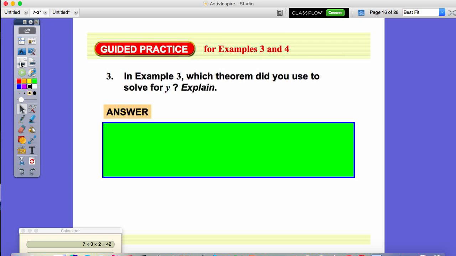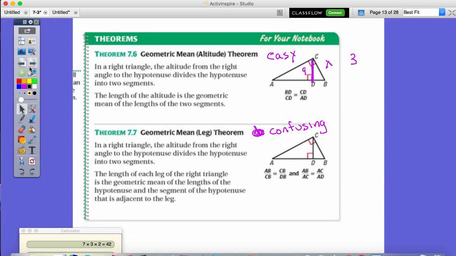Let's go back and talk about the geometric mean leg theorem. So this one gets a little bit more confusing. In a right triangle, the altitude from the right angle into the hypotenuse divides the hypotenuse into two segments. Okay, we got that. But now the length of each leg of the right triangle is the geometric mean of the lengths of the hypotenuse, that's the total hypotenuse, and the segment of the hypotenuse that is adjacent to its leg. Huh? We'll go through that. Don't fall off the cliff.